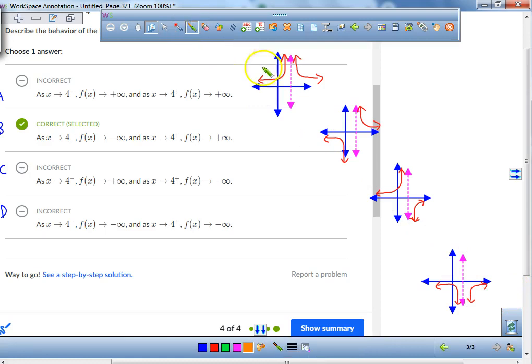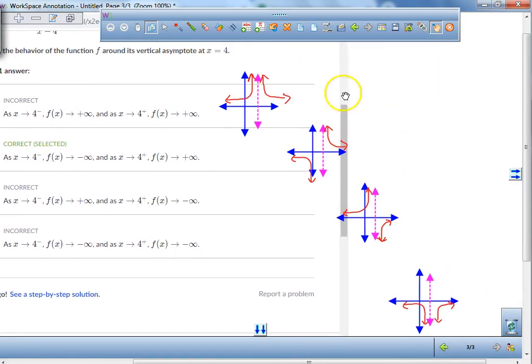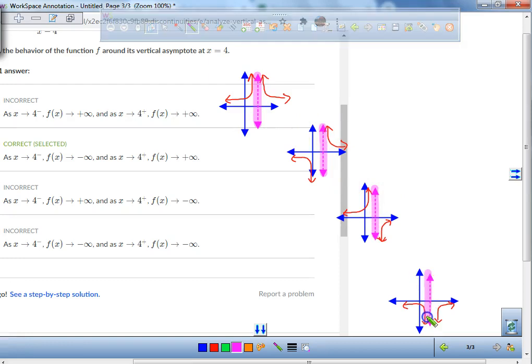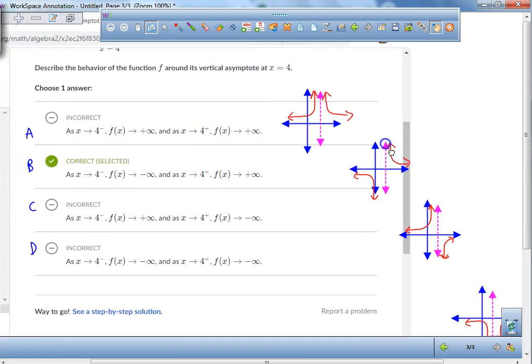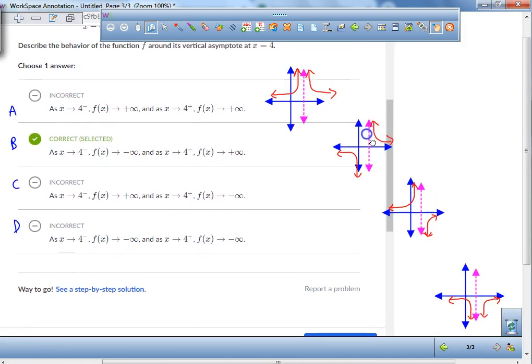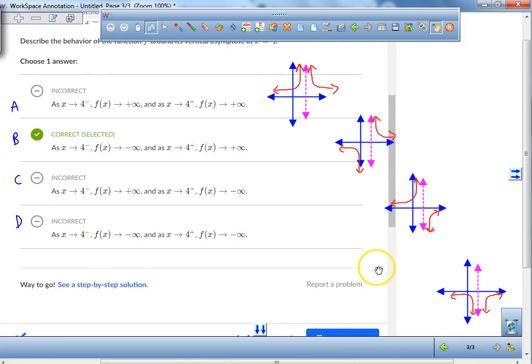The one thing I want you guys to understand before I stop this video is you're looking at the graph near what? What's happening around the asymptote, not the end behavior. So this is not dealing with the end behavior, it's dealing specifically with what's happening around the asymptote. Is it going up towards the asymptote or down towards the asymptote? That's what it's about.